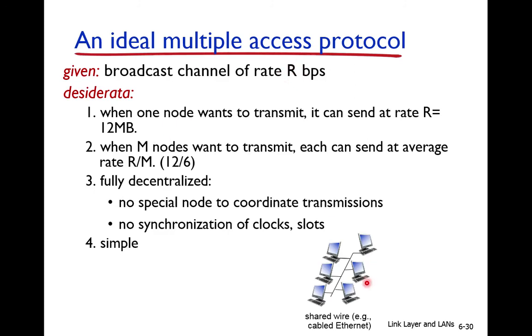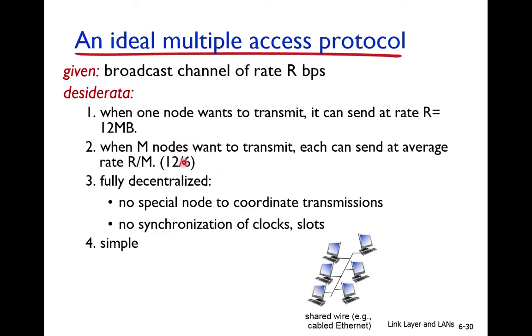For example, if this link is 12 MB, so if this node is transmitting, the whole 12 MB link should be available and used by the node. Second is that when M nodes want to transmit, then each node sends at the rate R by M. That is, if there are 6 nodes and the total shared link bandwidth is 12 MB, then 12 by 6 is 2 MB. So each node should send 2 MB data per second.